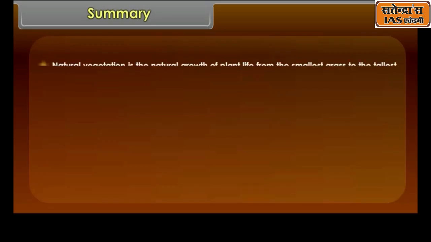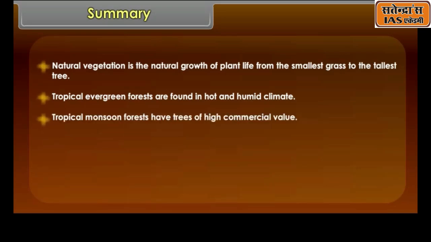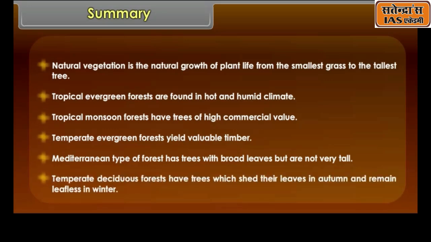Summary. Natural vegetation is the natural growth of plant life from the smallest grass to the tallest tree. Tropical evergreen forests are found in hot and humid climate. Tropical monsoon forests have trees of high commercial value. Temperate evergreen forests yield valuable timber. Mediterranean type of forest has trees with broad leaves but are not very tall. Temperate deciduous forests have trees which shed their leaves in autumn and remain leafless in winter.